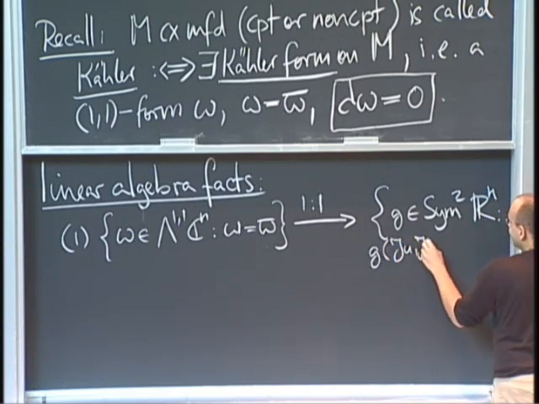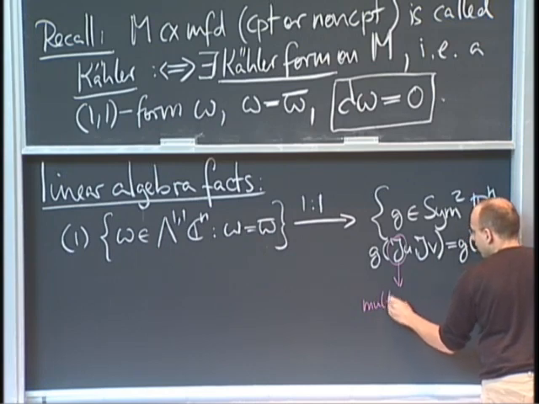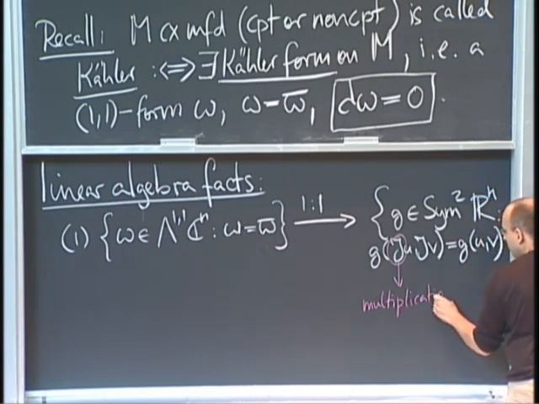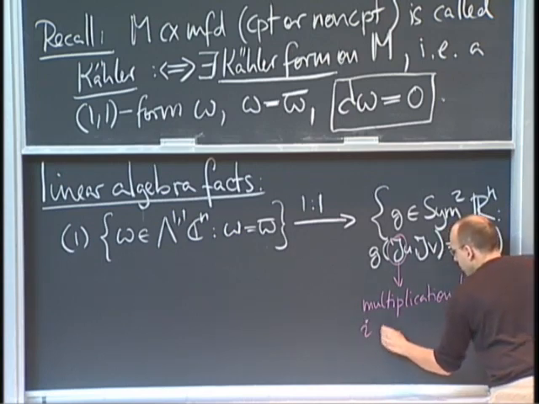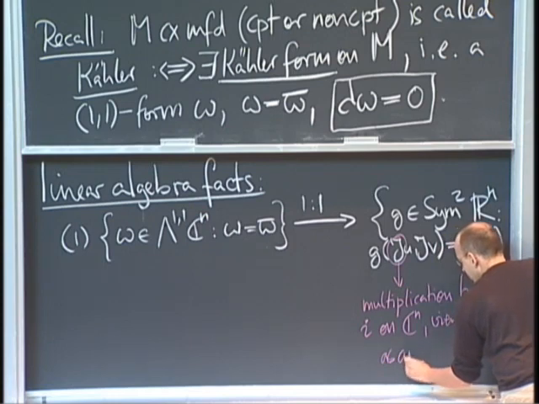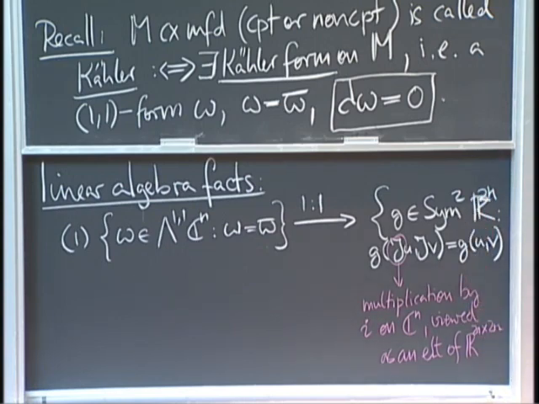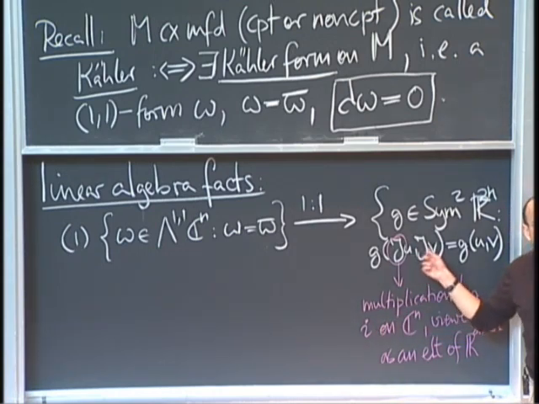G of Ju Jv is equal to G of Uv. And J is the complex structure on Cn, so that's multiplication by i viewed as a real matrix, as a real endomorphism. It's R2n cross 2n. So it's symmetric bilinear forms on R2n that are invariant under multiplication by i, so that multiplication by i is an orthogonal map.